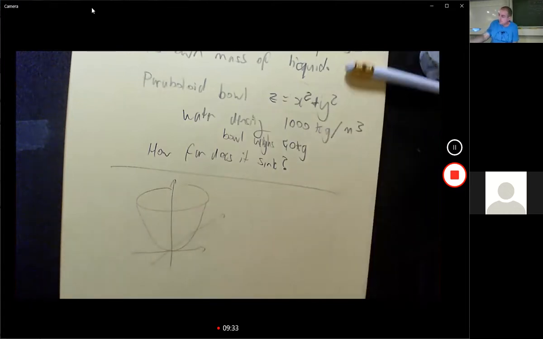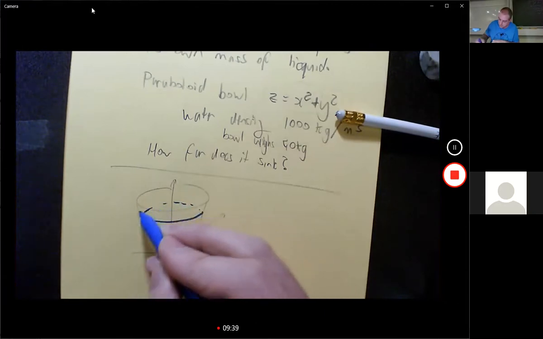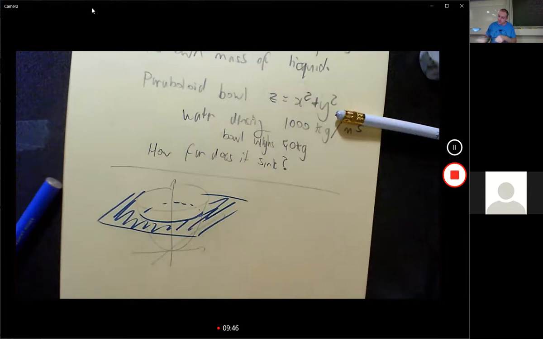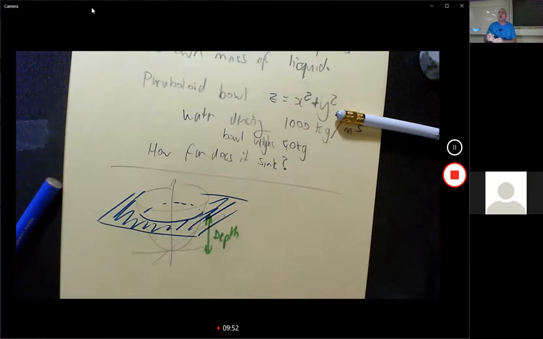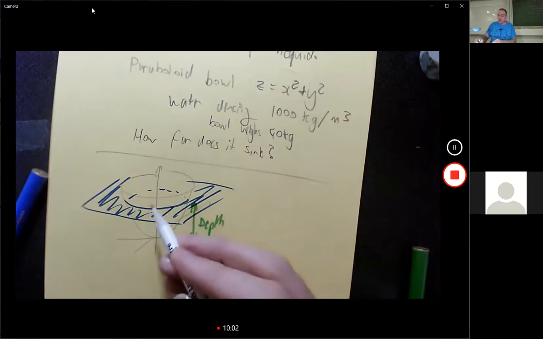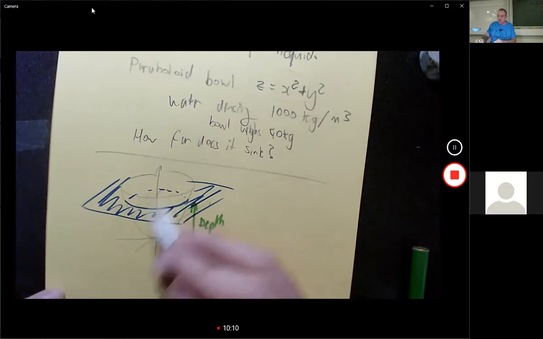All right. And the goal of this problem is to figure out what this depth is, how far it sinks. And I do know that once it's at this zone, the amount of water that has been pushed out of the way is this amount of water here.